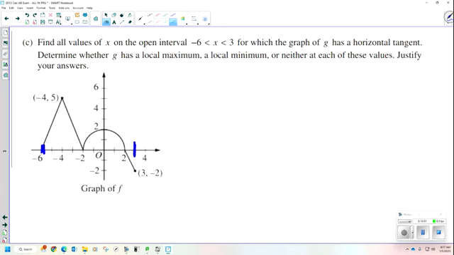Where g has a horizontal tangent. If it has a horizontal tangent, that means it has a slope which is equal to 0, because a horizontal line has a slope of 0. So in order to find out if it has a slope of 0, isn't derivative the same thing as slope? The slope of g is the derivative of g. So where's that equal to 0? What values of x make the derivative equal to 0?